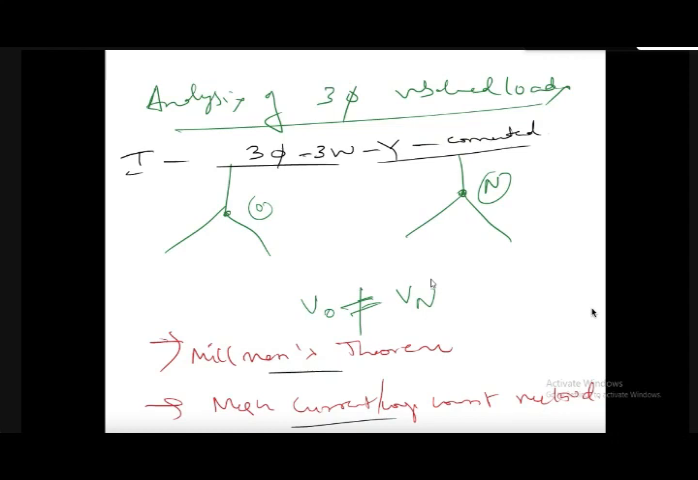The supply side neutral is denoted as O, and the load side neutral is denoted as N. There is no connection between O and N. In such a case, the voltage of O and the voltage of N are not equal. That means the neutrals of load and supply are not shorted and they are maintained at different levels.